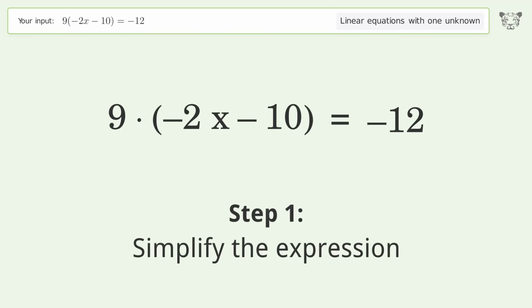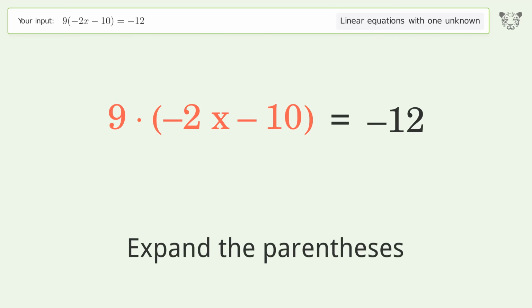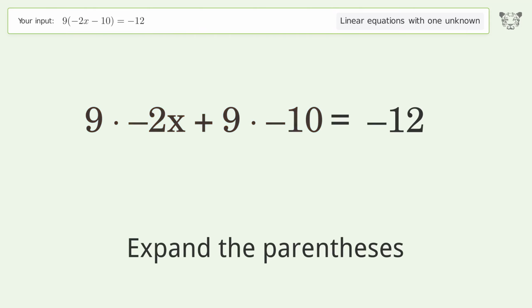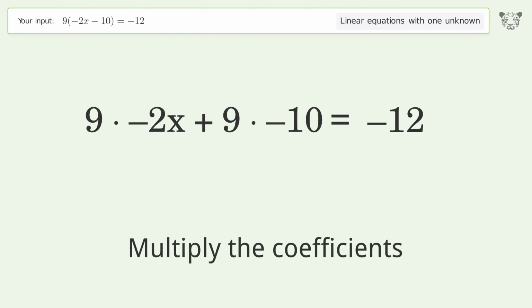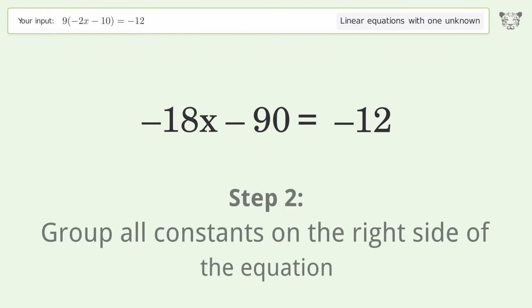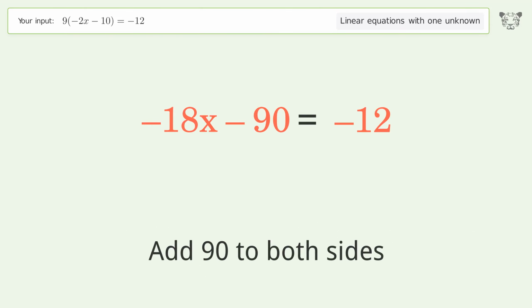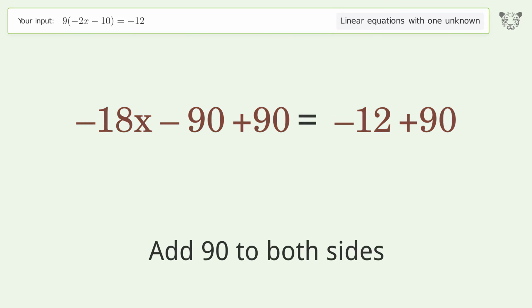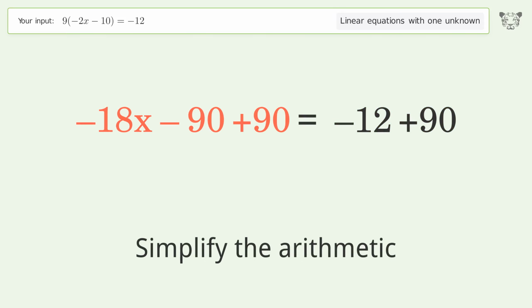Simplify the expression. Expand the parentheses. Multiply the coefficients. Simplify the arithmetic. Group all constants on the right side of the equation. Add 90 to both sides. Simplify the arithmetic.